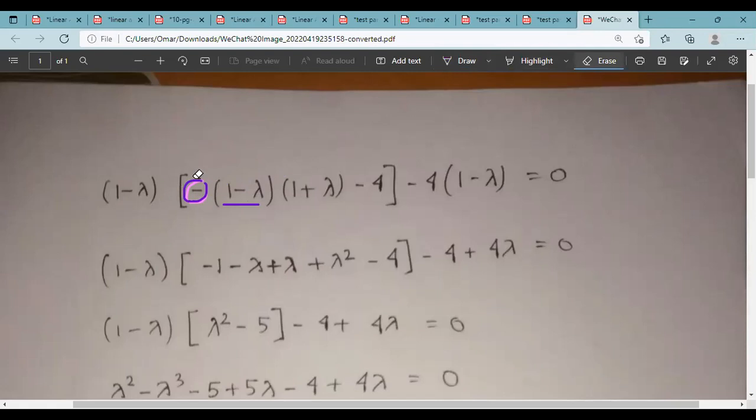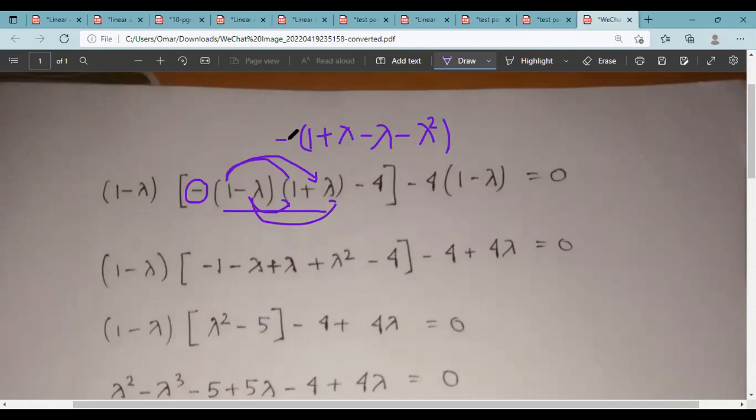Or I could do another thing: I could multiply these two things first, and then change their sign. So if I multiply 1 by 1, it is 1, and then 1 multiplied by lambda is lambda, plus lambda. Then minus lambda multiplied by 1 is minus lambda, and minus lambda multiplied by lambda is minus lambda square. We had a minus sign on the left, so their signs will reverse. So plus lambda minus lambda gets cancelled, and it becomes lambda square minus 1.